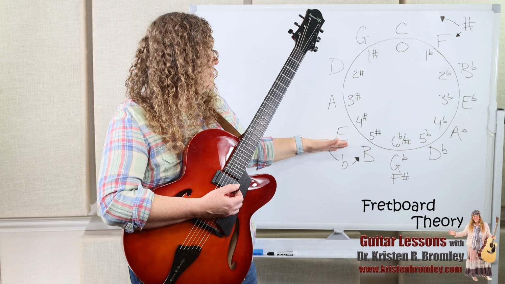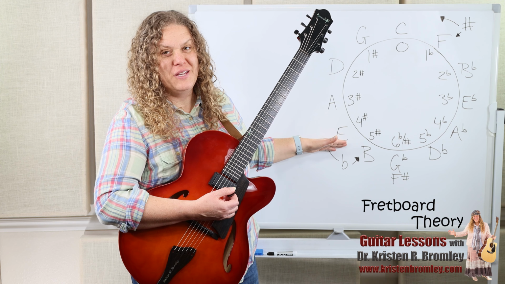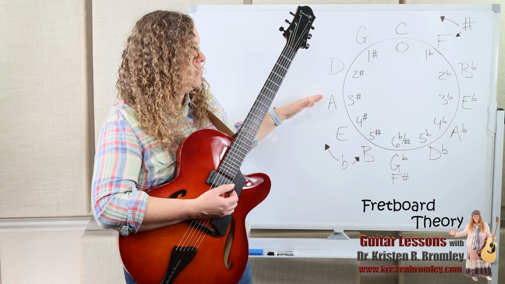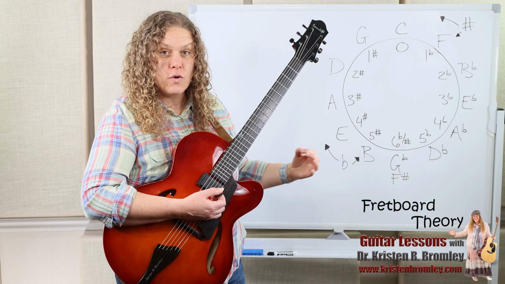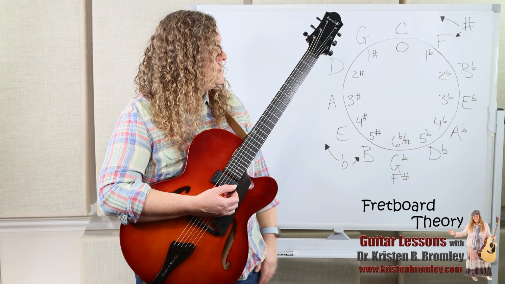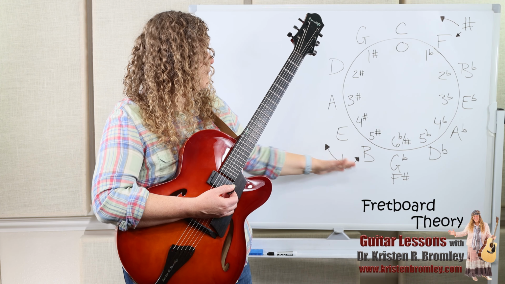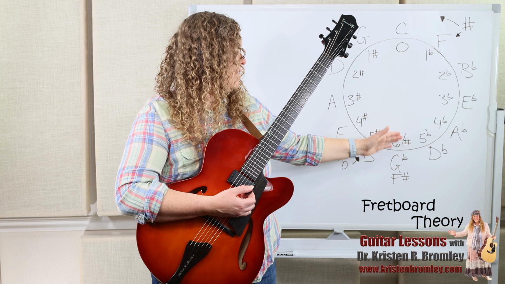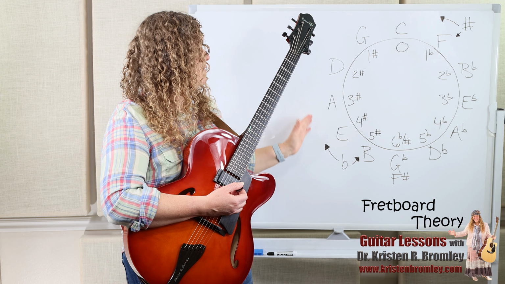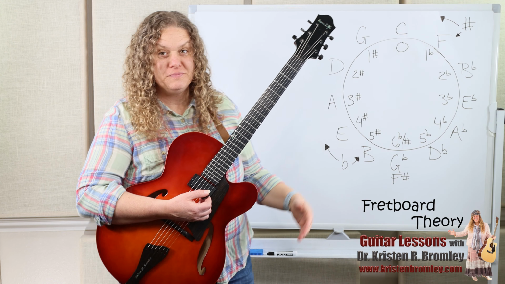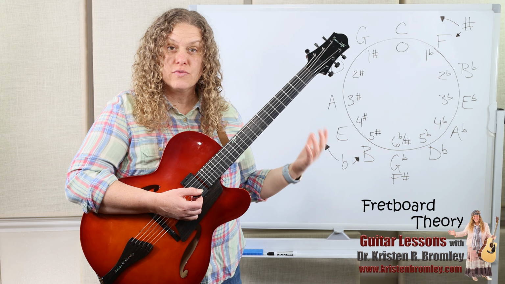B flat and E flat are in the key of B flat. E flat has 3 flats, B flat, E flat, A flat. A flat has 4 flats, B flat, E flat, A flat, and D flat. D flat has 5 flats, so B flat, E flat, A flat, D flat, and G flat. And then G flat has 6 flats, B flat, E flat, A flat, D flat, G flat, and C flat. So that's the order of flats, and that's really handy.